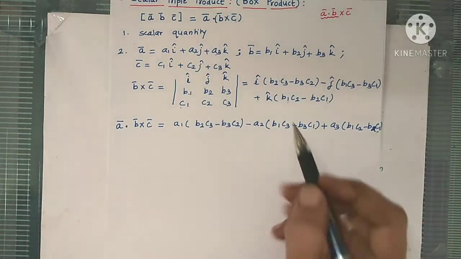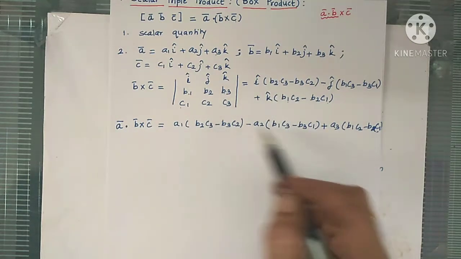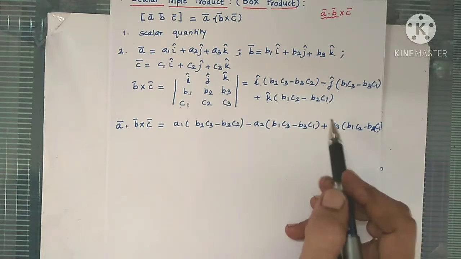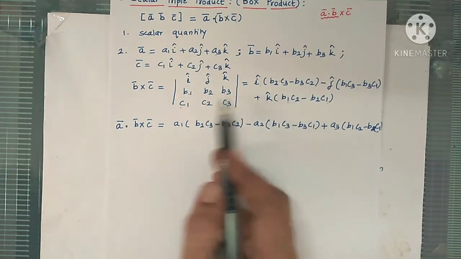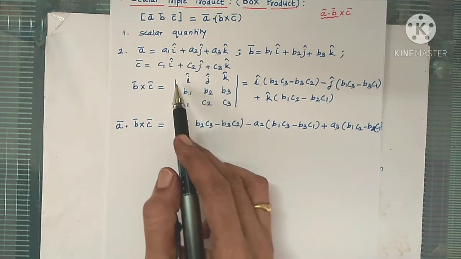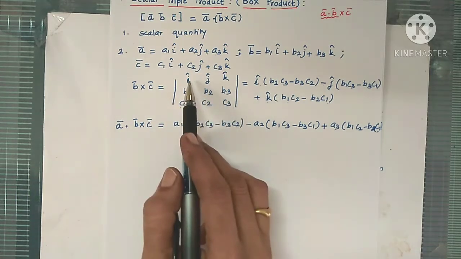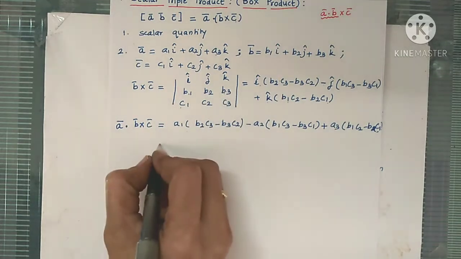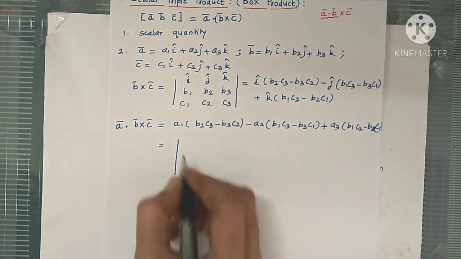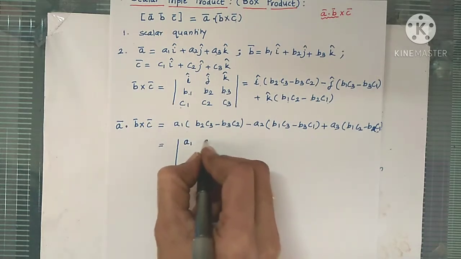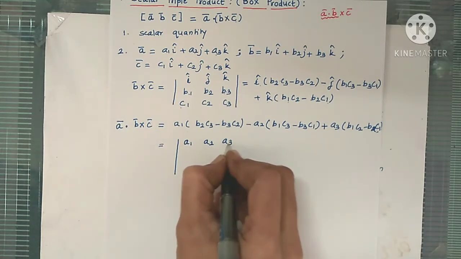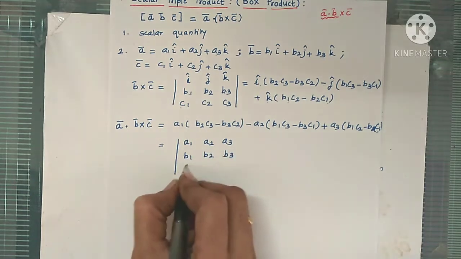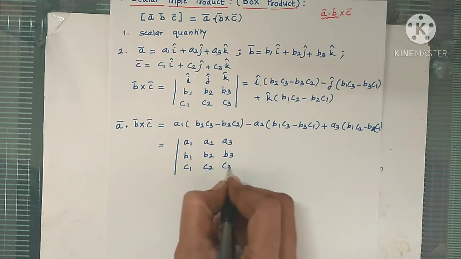And you can see that we get these terms only by replacing i cap, j cap and k cap with a1, a2 and a3. So that means we get the scalar triple product as a determinant where instead of i cap, j cap and k cap we write a1, a2, a3. So this scalar triple product is nothing but the determinant. First row is a1, a2, a3. Second row is b1, b2, b3. And third row is c1, c2, c3.